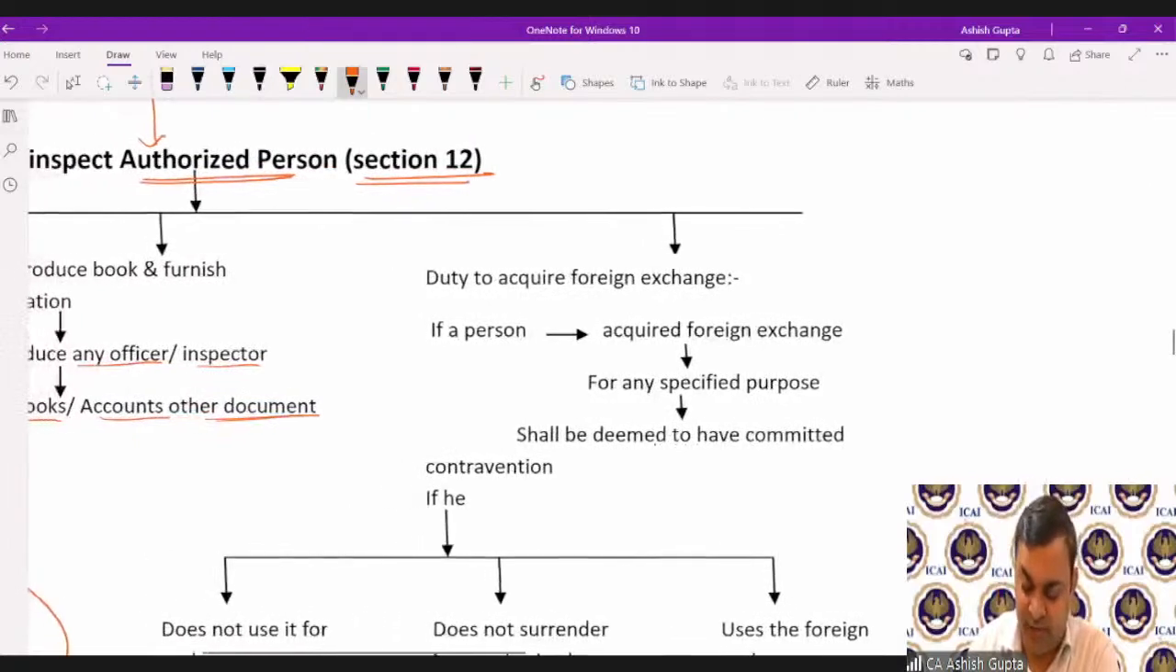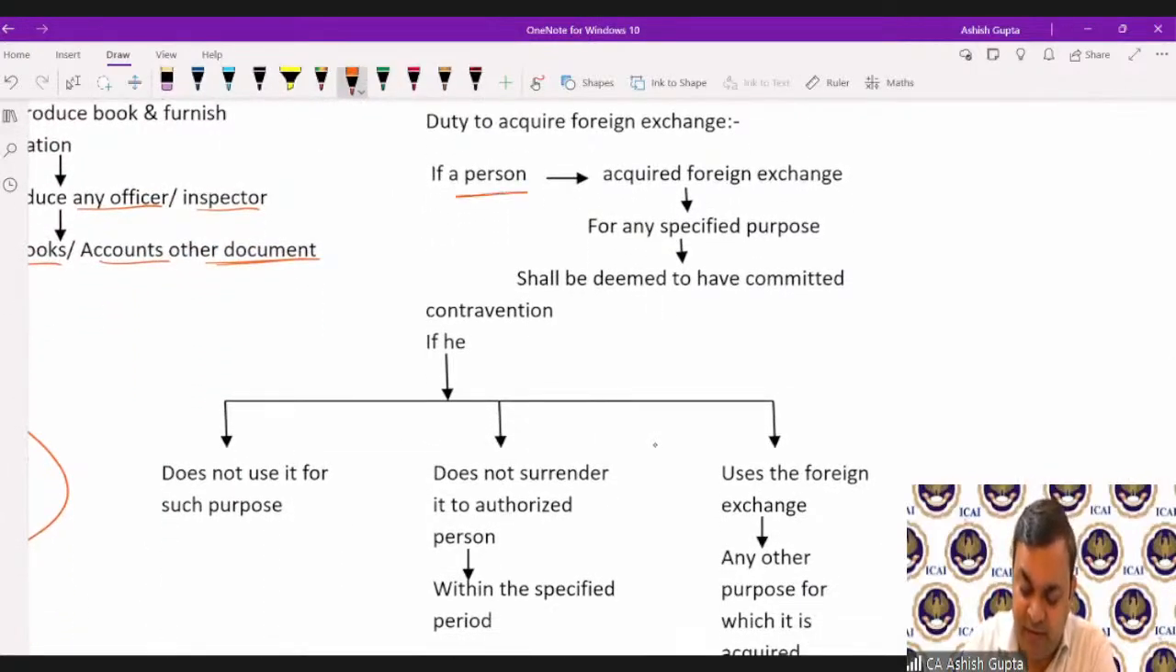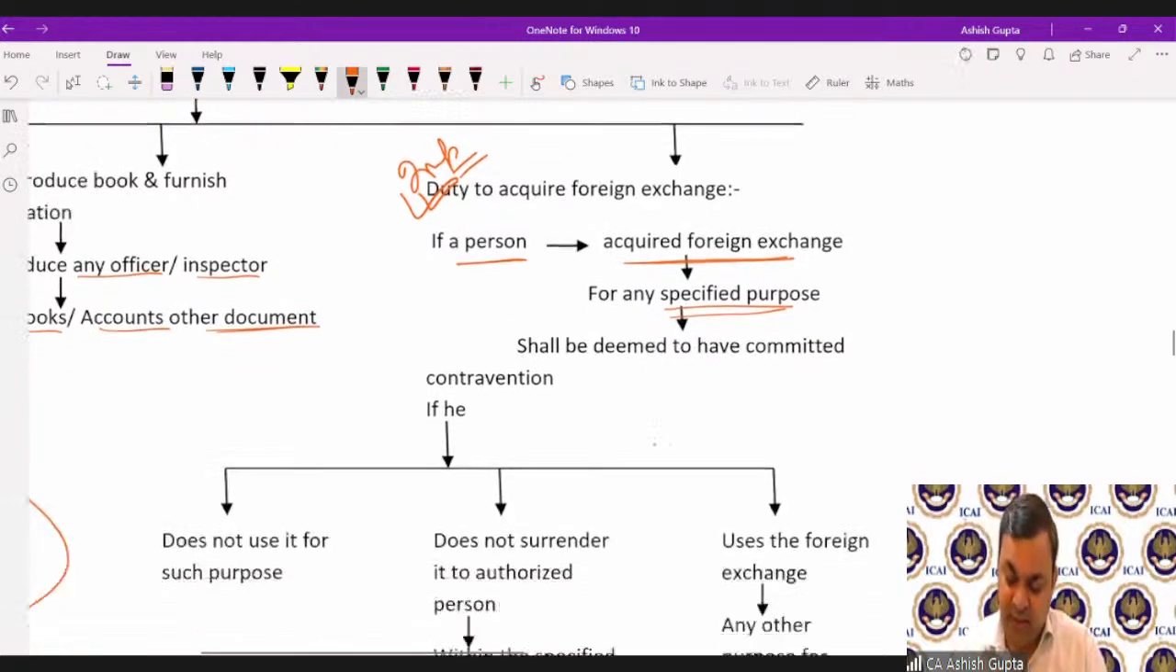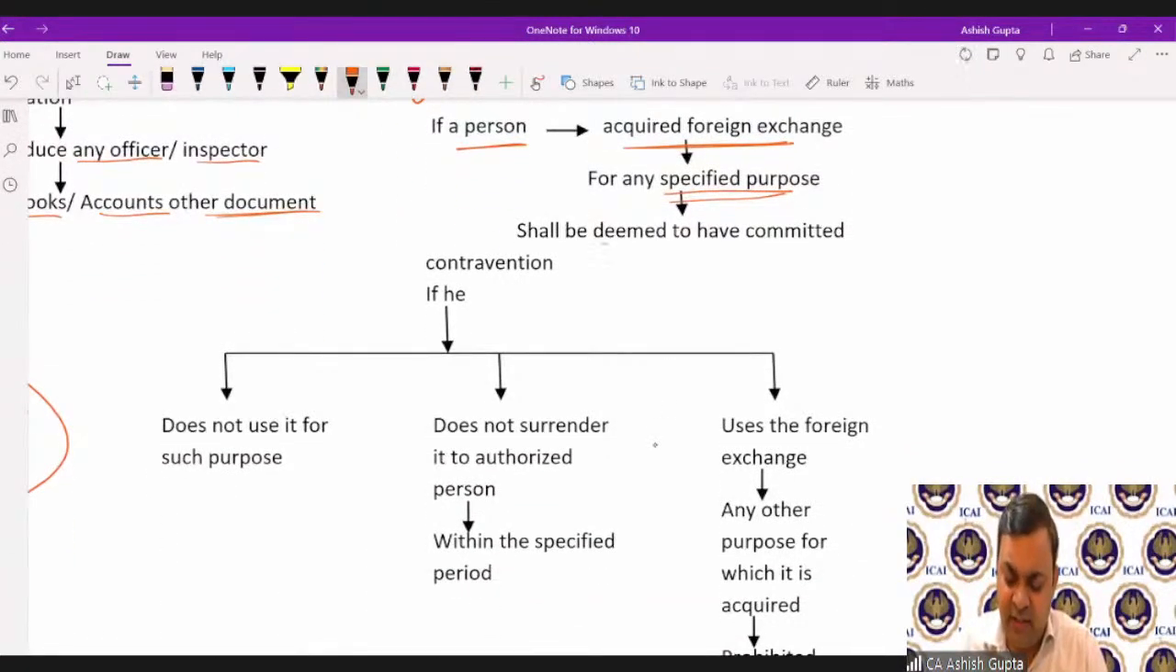Duty to acquire foreign exchange. If a person acquired foreign exchange for any specified purpose, this is an important part as far as section 12 is concerned. So if a person acquired foreign exchange for any specified purpose but does not use it for that purpose, he shall be deemed to have committed a contravention.